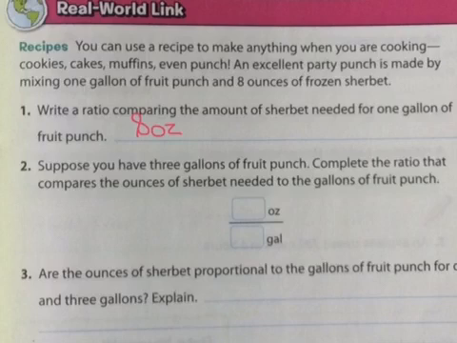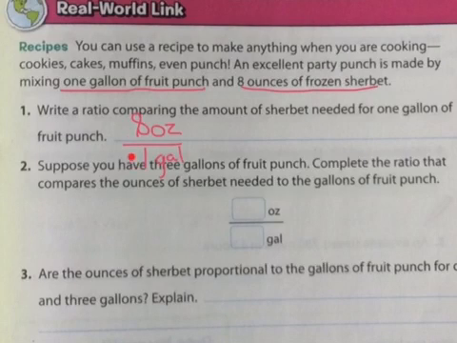Well, first I'm going to write my 8 ounces. I know that for every 8 ounces, I'm going to have 1 gallon of fruit punch, right? So 1 gallon of fruit punch, as you see here, is 8 ounces of frozen sherbet. And I write the 1 at the bottom so that I have a unit rate, because if this goes up to 2, this will go up to 16, and so on.